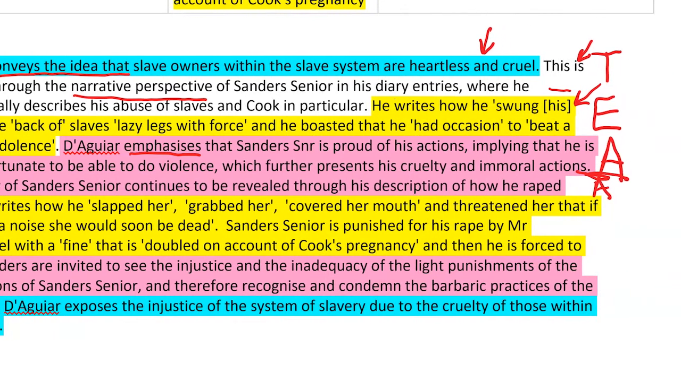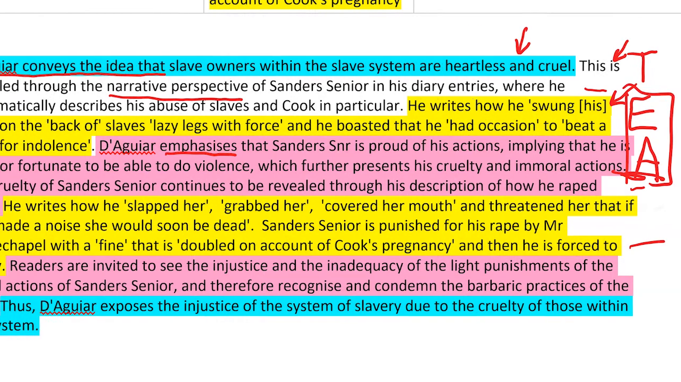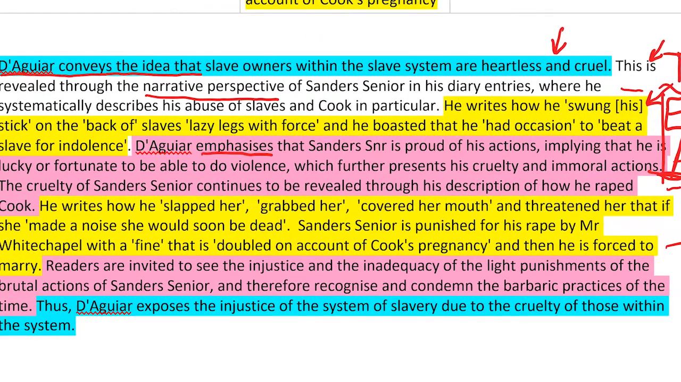Remember that we don't have to do this specific order, evidence then analysis, evidence then analysis, you can vary it up. You can analyze first and then lead to your evidence. And this is what I'm about to do here. So the cruelty of Sanders Sr. continues to be revealed through his description of how he raped Cook. Okay, so this bit is the analysis, and then there is the general evidence here.